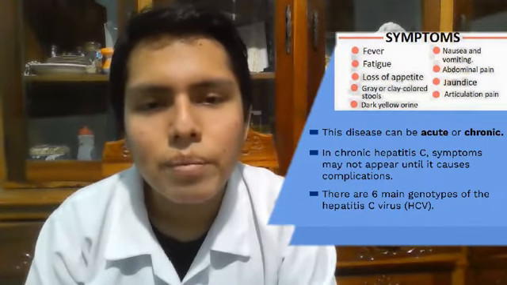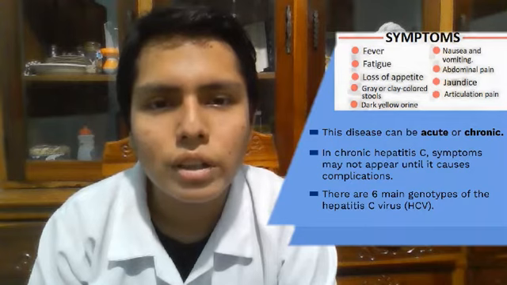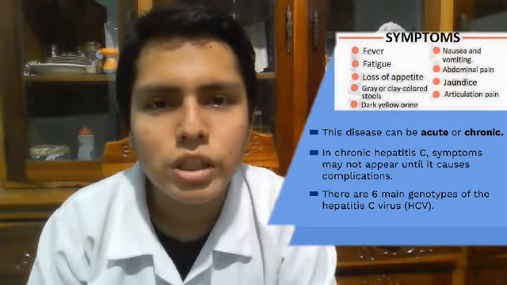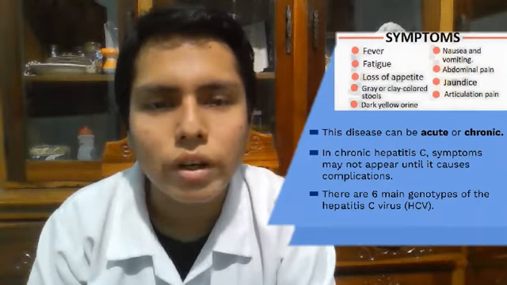This disease can be acute or chronic. On acute hepatitis C, the symptoms can last up to 6 months. Sometimes the body is able to fight the infection and the virus goes away, but for most people, an acute infection leads to a chronic infection.